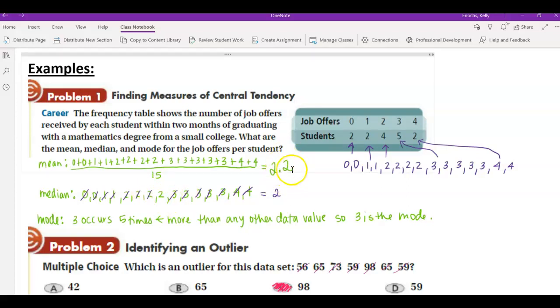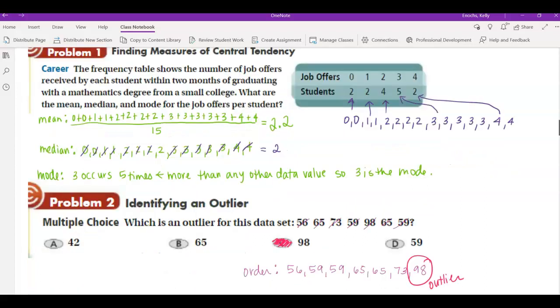Notice our median and our mean are pretty close together, and that makes sense because our data doesn't really have any outliers. There's nothing really high or really low there. So the mean and median probably would be pretty close together. As for mode, the number 3 occurs the most times. That means 3 is the mode here. So there's your mean, median, mode.